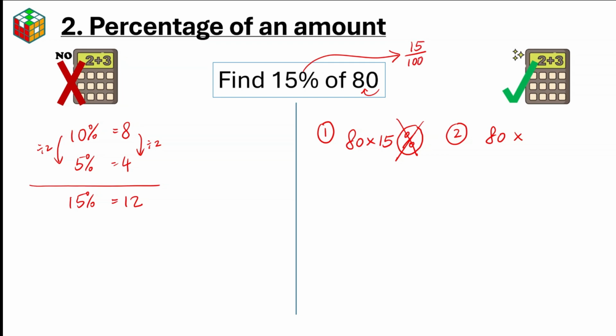80 times 15%. 15%, you remember how to make it into a decimal? 15 out of 100. That means that I need the tenths and hundredths. To fill those places, I got 2 digits. So times 0.15. And then you use your calculator, 80 times 0.15. That will give me 12. So both answers are correct.